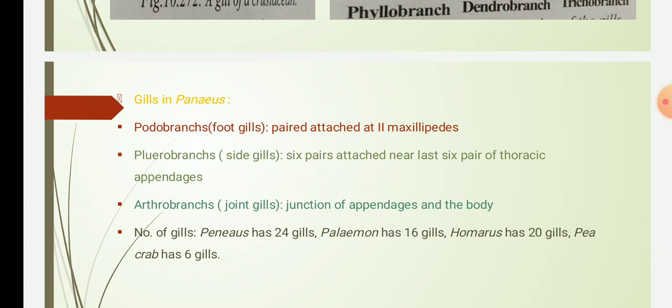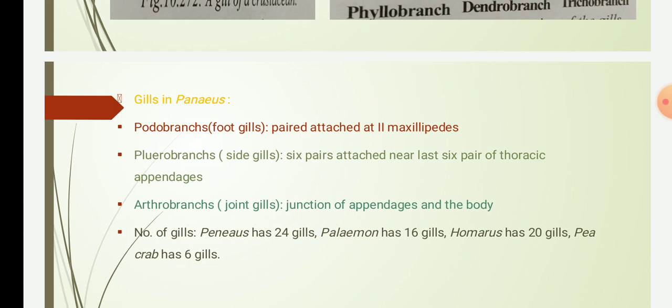The third one is the arthrobranch, the gills found at the joint, which is why they are also known as joint gills. This type of gill is attached to the junction of the appendages and the body. There are 11 pairs of arthrobranchs in Penaeus. These are the different types of gills found in Penaeus, a marine prawn. The number of gills varies depending on the species. For example, Penaeus has 24 pairs of gills.